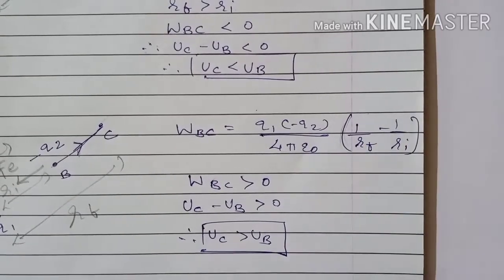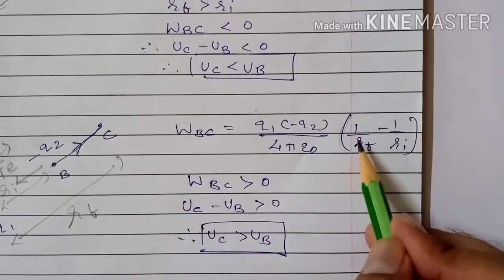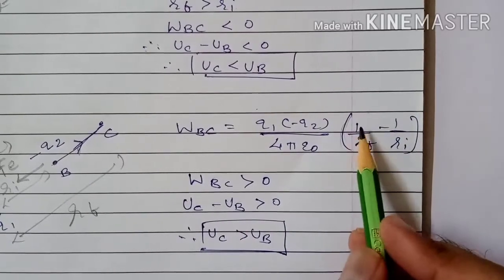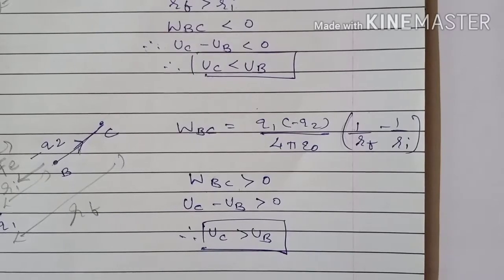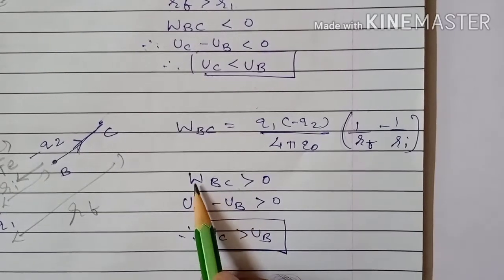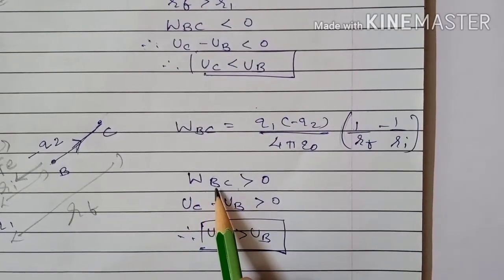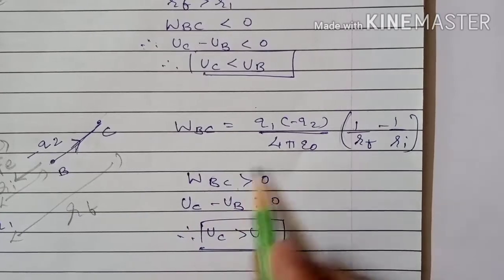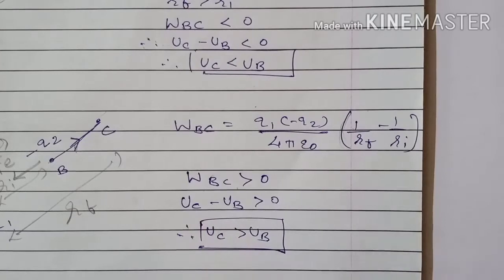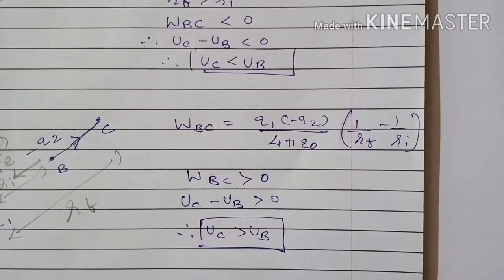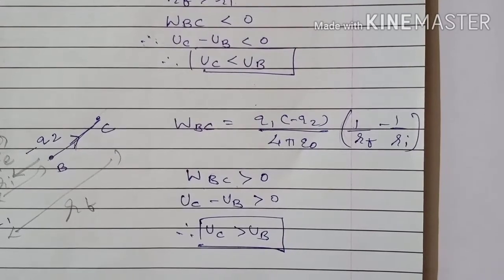1 upon RF is less than 1 upon RI. Therefore, the value of this bracket will be negative, minus minus plus. Therefore, work done in moving charge minus Q2 from B to C is greater than 0. But work done is nothing but change in potential energy, final potential energy minus initial potential energy. UC minus UB is greater than 0. Therefore, final potential energy is greater than initial potential energy.